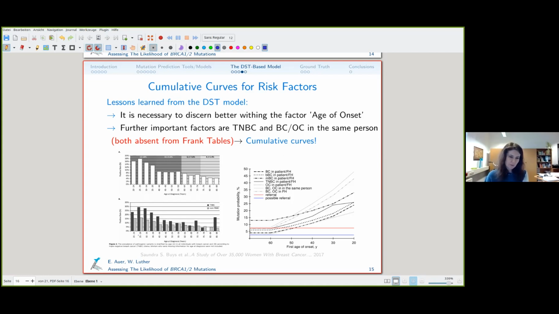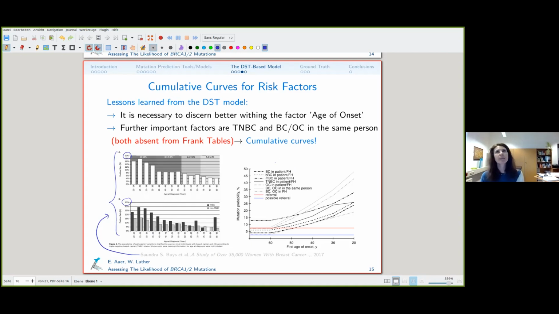For example, take a look at this picture from this publication. So we see here, for example, the probabilities depending on age, for mutations for people having breast cancer and for people having triple negative breast cancer. And so we see along the scale that these triple negative probabilities are much higher, and in some ages also higher than the corresponding general probabilities. So those factors are absent from Frank tables.